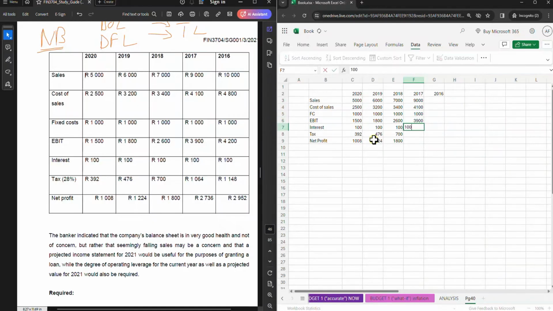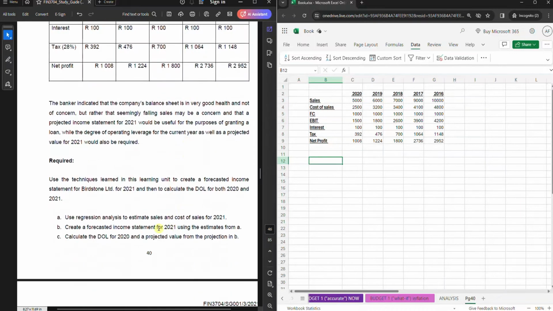Okay, it does take a bit of time, but we're almost there. Last one. Okay, done. Finally, good. So we've got all of those columns. Okay, we've got all of those things. All right, so what are they asking us to do? Use regression analysis to estimate sales and cost of sales for 2021. Okay, that's a nice question.